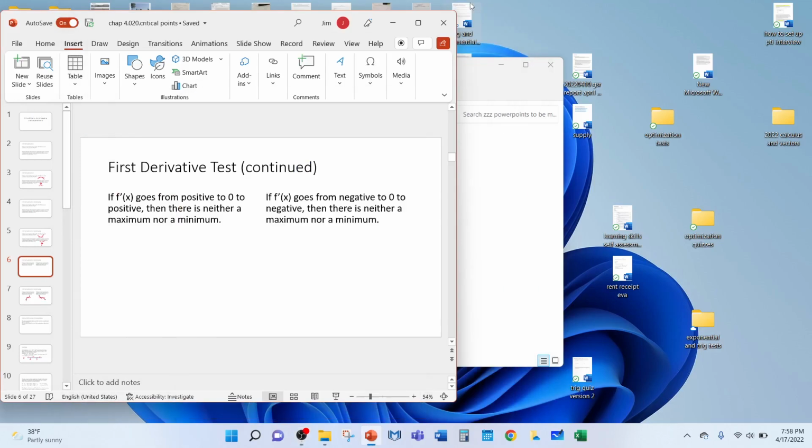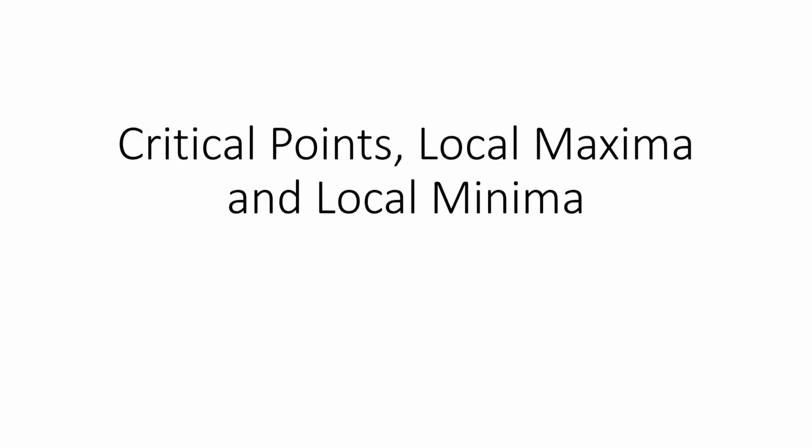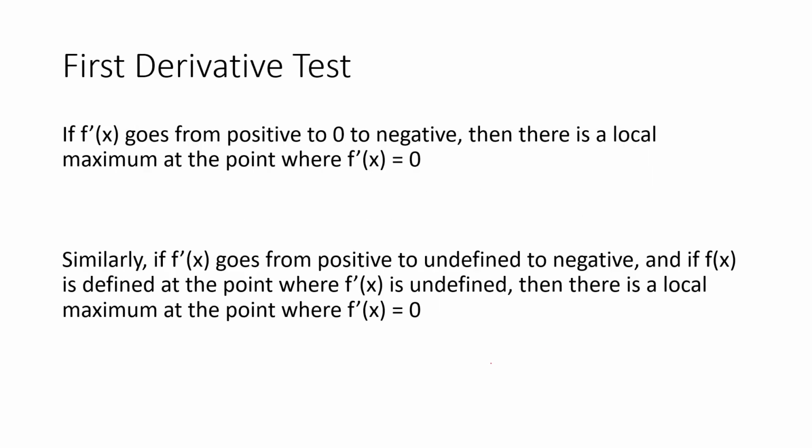In this video, we're going to talk about critical points. If f prime of x goes from positive to 0 to negative, then there is a local maximum at the point where f prime of x is equal to 0. So that could look something like this. We've got a positive first derivative, and then a 0 first derivative, and then a negative first derivative. Well, we can see that there's a local maximum there.